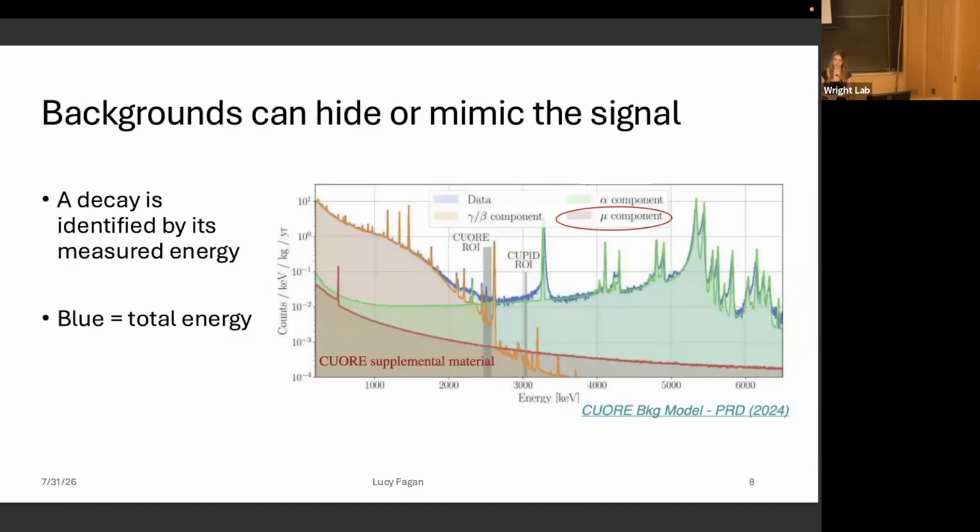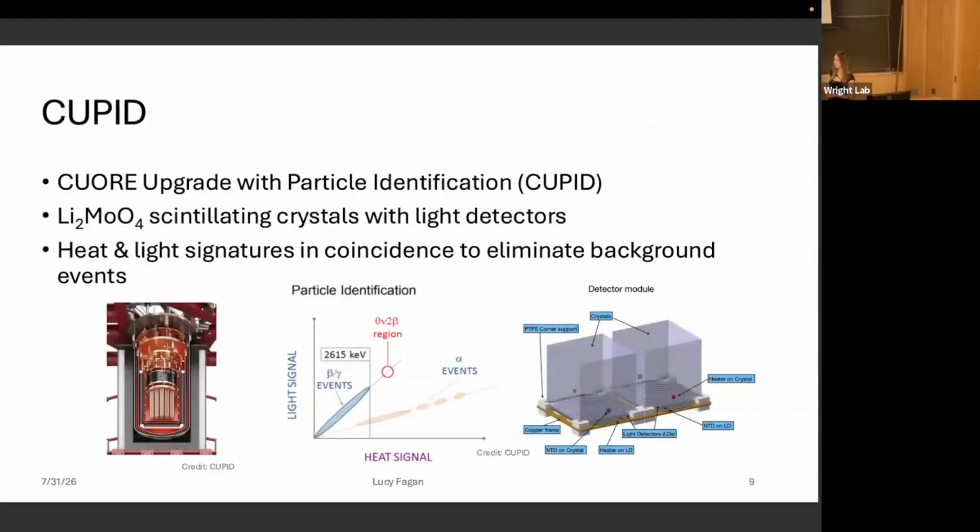One of the biggest issues with CUORE is the background. So a decay is identified by a little energy peak you would see in the energy spectrum at a specific Q value. And so you can see CUORE has a specific region of interest, but there's a whole bunch of background that's interfering. So all of the green is alpha particles, and then you can see in red, we also have a lot of muons that are interfering with our signal. And so the solution to this is the upgrade called CUPID.